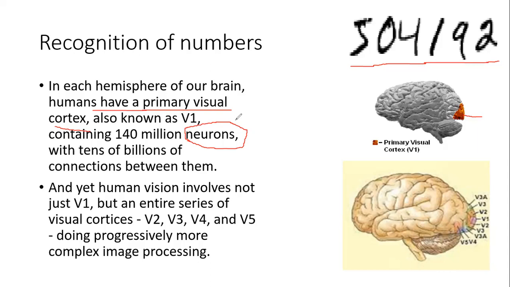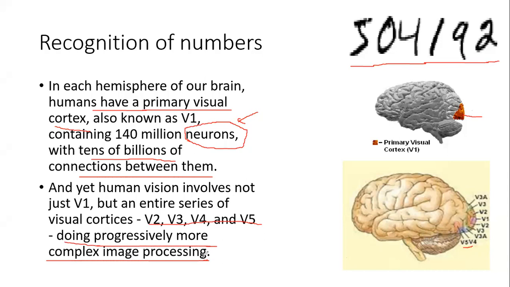It's very difficult. So in any case, we have made a copy of the process and we have been very successful in doing many applications of images and text. So it's working very well for us and we're happy with that. Okay. So it's a very huge biological neural network, with tens of billions of connections between them. You can't imagine what's there, right? And it's not just the V1 part here, but actually a series of visual cortices, like V2, V3, V4, V5, and up to maybe V6, doing progressively more complex image processing.